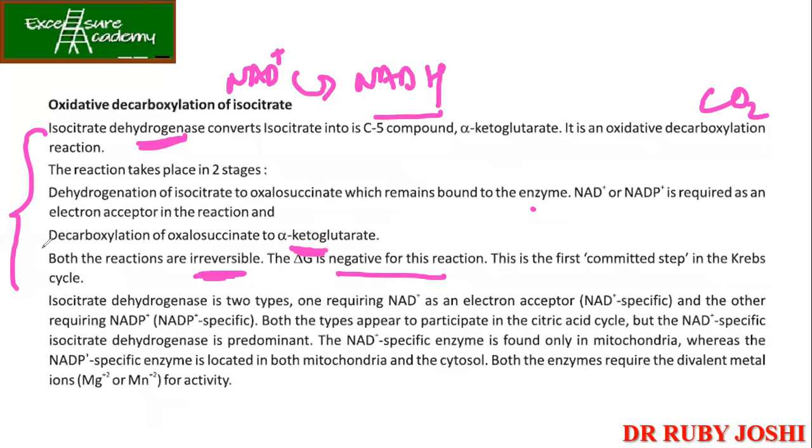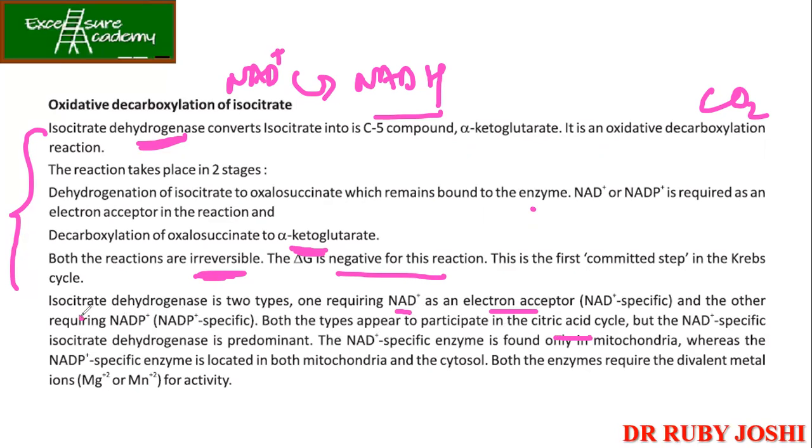If you remember these cycles, then it becomes easy. Isocitrate dehydrogenase has 2 types, one requiring NAD plus as the electron acceptor and the other requiring NADP plus. They are specific. Both types appear to participate in the citric acid cycle.